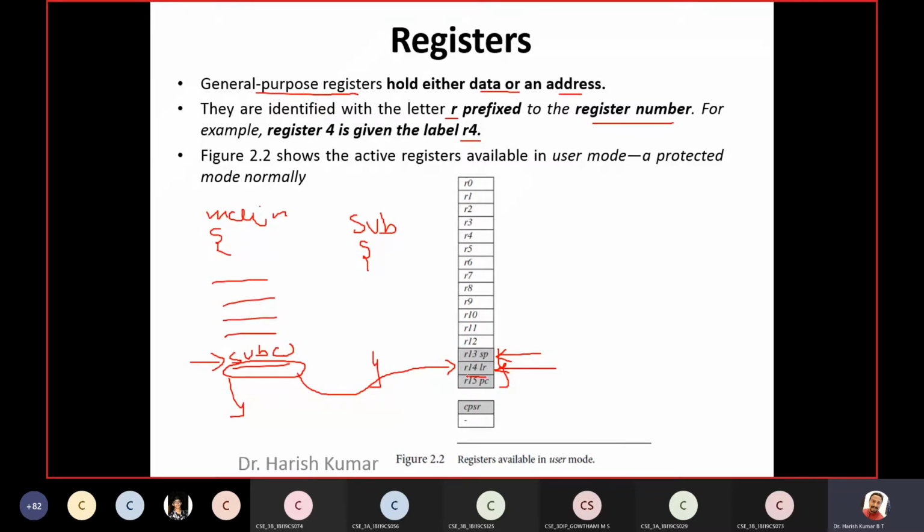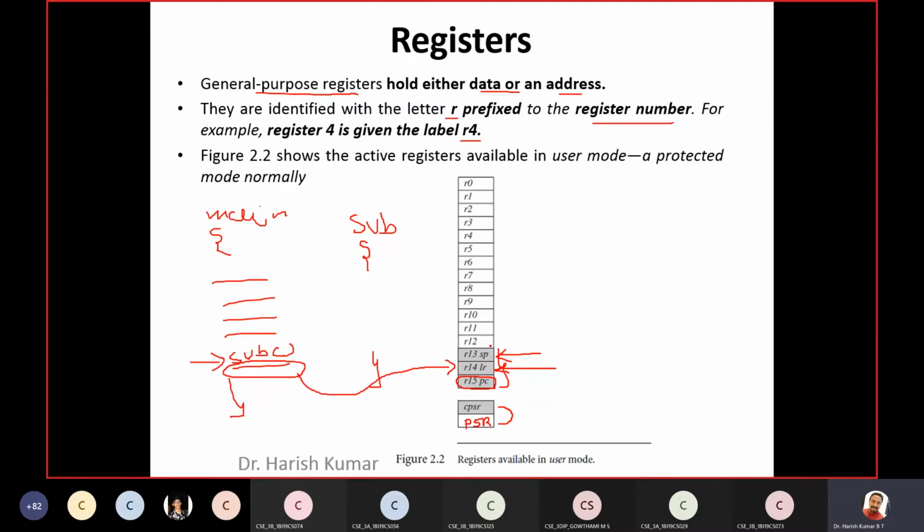And R15, as you already know, acts as the program counter. So there are 16 general purpose registers. In addition to this, there are two more registers: one is CPSR, the current program status register, and the other is the saved program status register. So these are the registers. Did people understand how the registers are named?